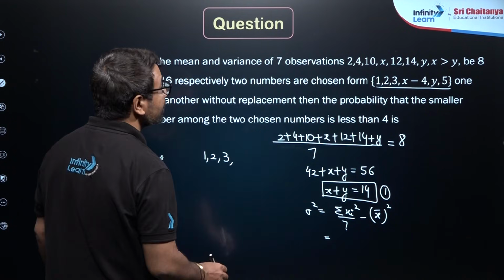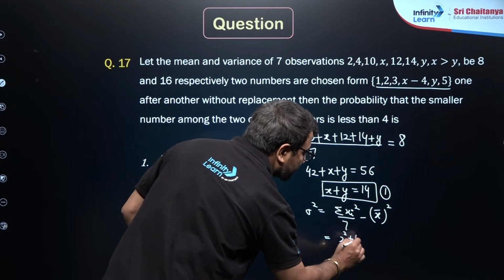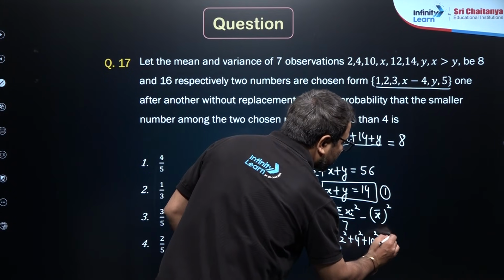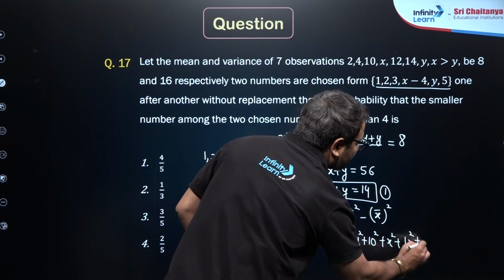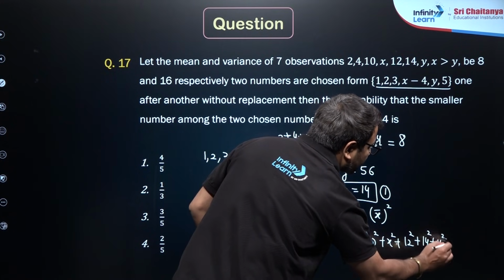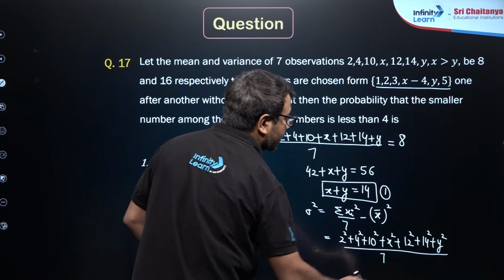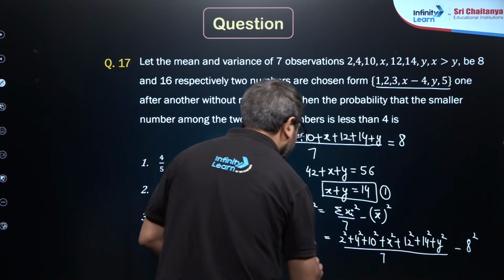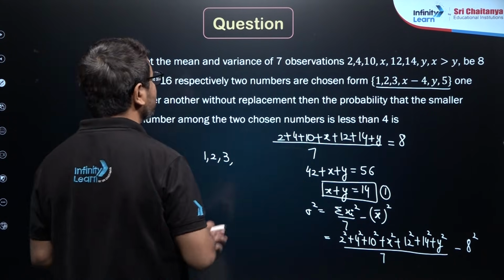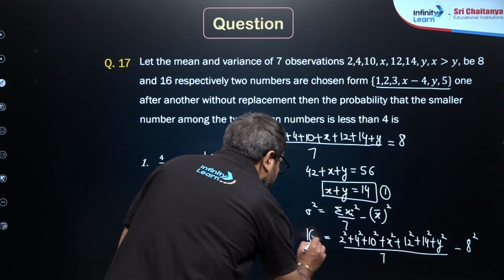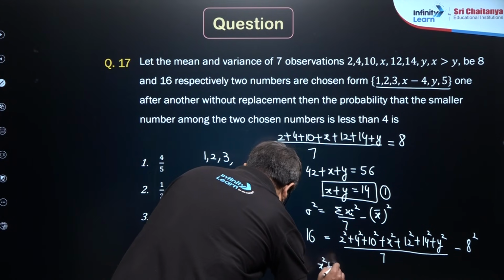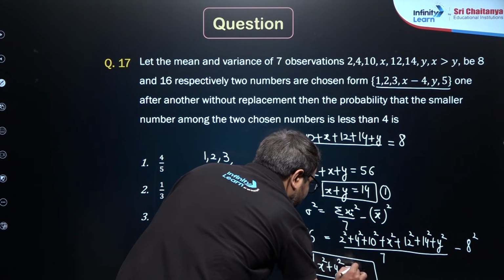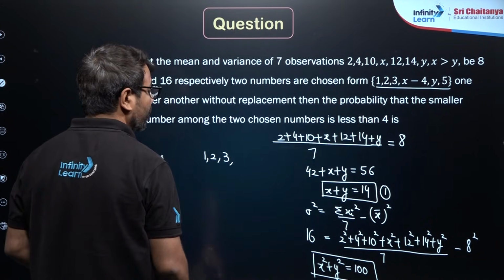So the squared observations are 2 square, 4 square, 10 square, then x square, then 12 square, 14 square, y square, divided by 7, minus the mean. The mean is 8, so 8 square. Here the variance is 16. So you will have the relationship between x and y from here. Ultimately x square plus y square is 100, and x plus y is 14.